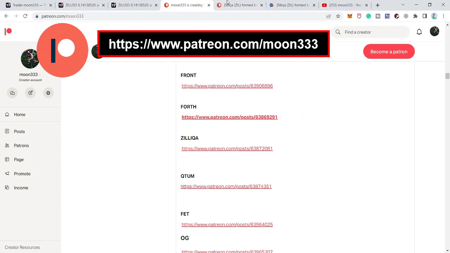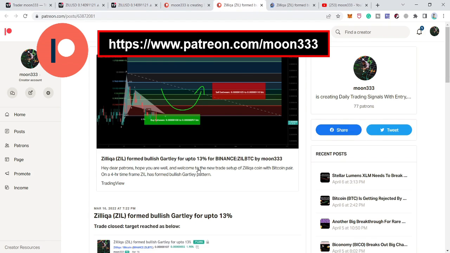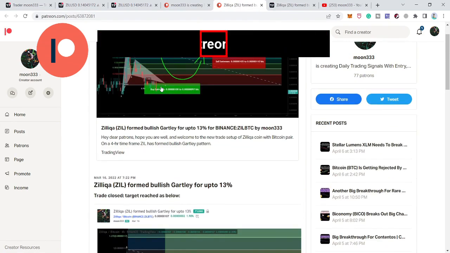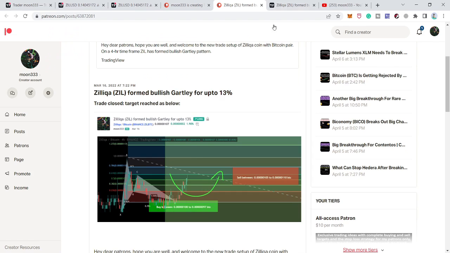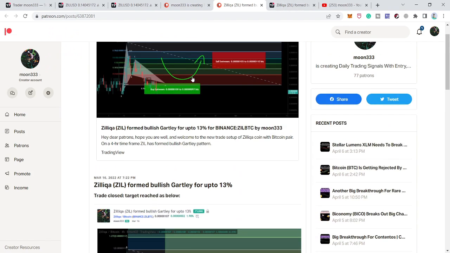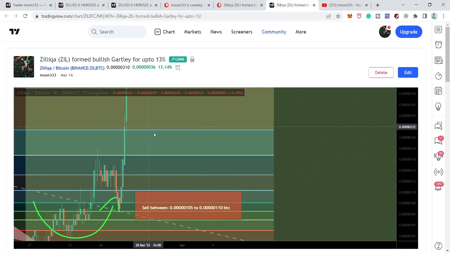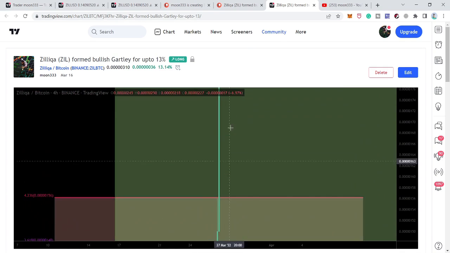Then after clicking here at the link, it will take you to the idea. And here I have also shared the different screenshots, how the price line entered the buying zone and how it turned bullish. And you can also click at the link here. It will take you to the trading view. And here you can just click this play button, and that will show you how the price line reversed bullish and hit the sell targets. That was also a very nice pump, very, very big pump.